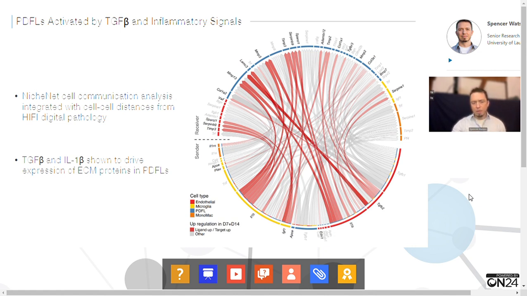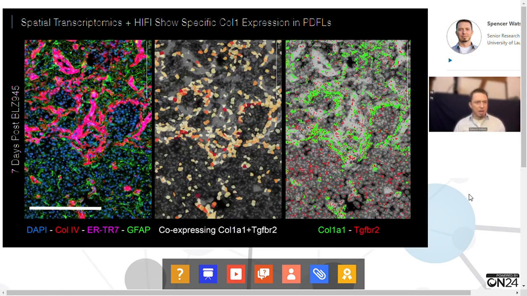So we focused in on these PDFL cells. This is the blue line up top, the blue receiver cells. And what we found is that several different cell types were producing a range of different TGF betas and inflammatory proteins such as IL-1B. And this was driving very specific expression of a lot of the ECM proteins from that fibrotic gene signature. So we wanted to validate this by using the combined spatial transcriptomic and proteomic data.